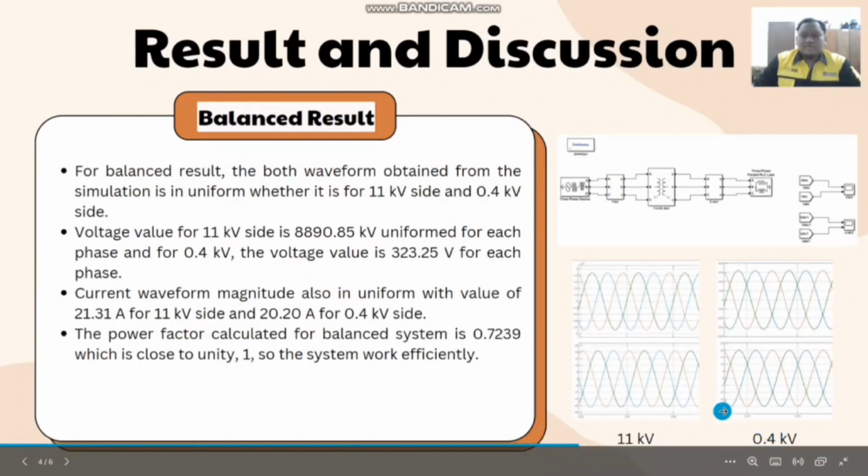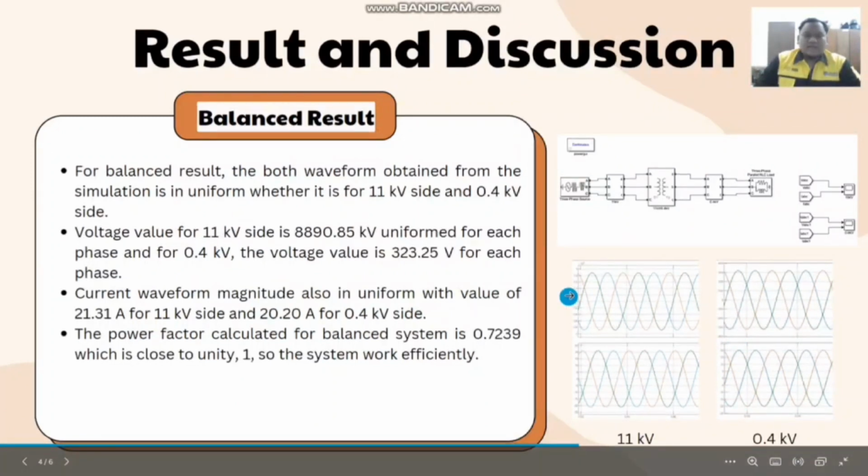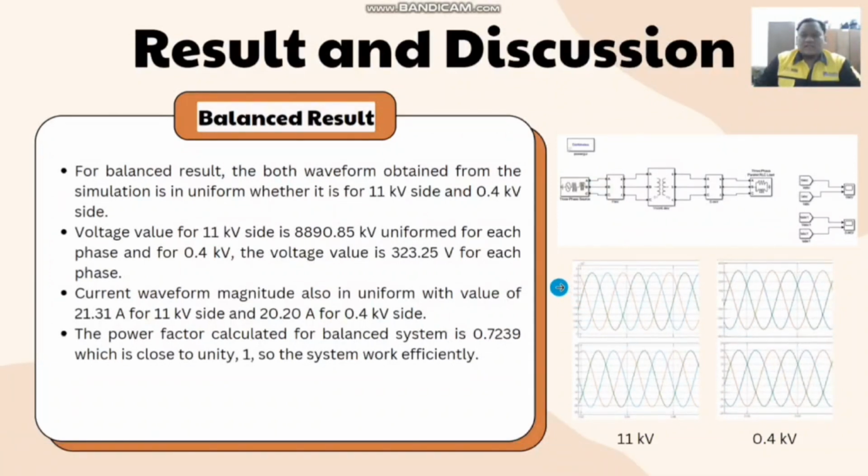And then we move to the 0.4 kilovolt side. For the voltage on the 0.4 kilovolt side, the value is 323.25 volt, uniform for each phase, and the current is also uniform, with the value of 20.20 ampere for each phase. The power factor that we calculated in the simulation for the balanced result is 0.7239, which is close to unity, which is 1, so the system works efficiently.